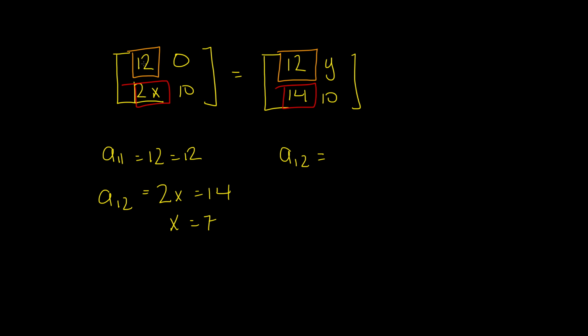Then row 2, column 1 is 0, and that is also equal to y. Therefore we can conclude that y is equal to 0. And A_22, row 2, column 2, is 10 equals 10. These are equivalent. They're good. We represented them fairly well.